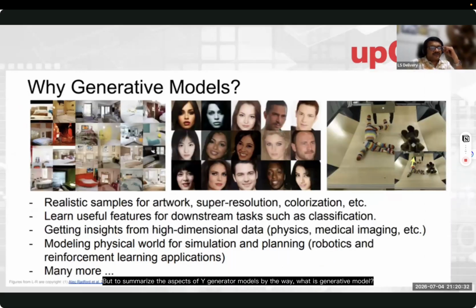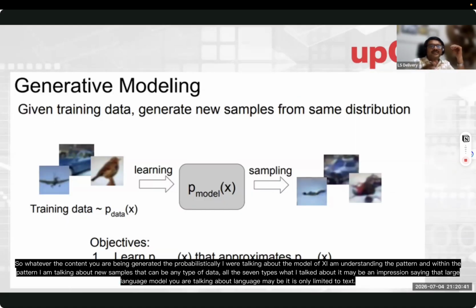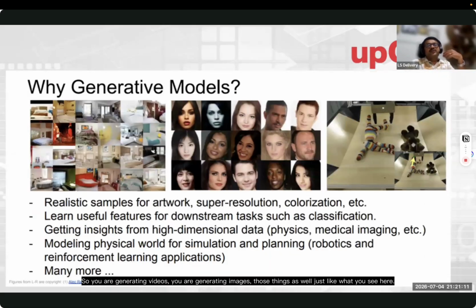But to summarize why generative models, by the way, what is a generative model? Whatever content is being generated, probabilistically, the model of X, I'm understanding the pattern, and within the pattern, I'm creating new samples. That can be any type of data, all the 7 types I talked about. It may give the impression that a large language model is about language, maybe limited to text. No. If you ask multimodal LLMs, they can generate any type of data. You are generating videos, you are generating images, just like what you see here.